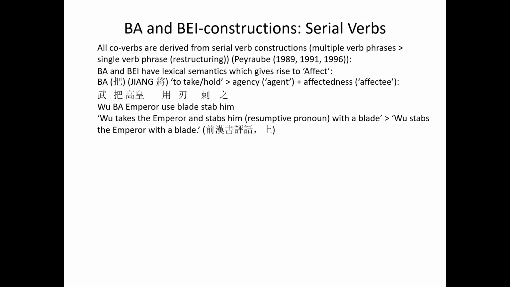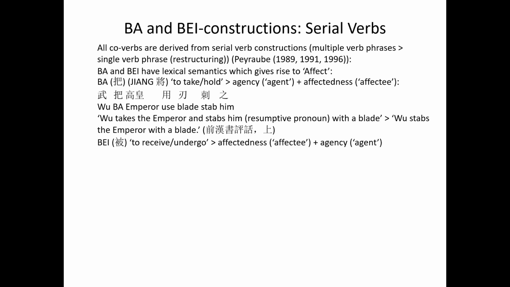And this resumptive pronoun strategy makes it possible to reanalyze this as a single verb phrase. So 我把高皇庸人 and 赐之, stabbed the emperor with a blade. But the original lexical semantics of bar, meaning to take, so takes the emperor and stabs him with a blade. This naturally implies agency and also affectedness in the two arguments.